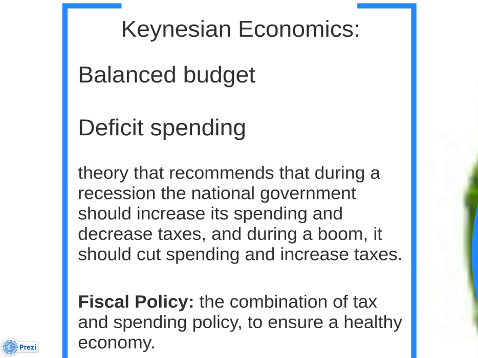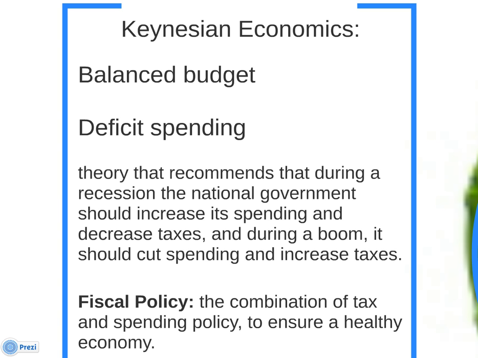The new economic theory of John Maynard Keynes supported Roosevelt's unprecedented peacetime deficit spending. Keynesian economics recommends that during a recession, an economic downturn during which unemployment is high and the production of goods and services is low, the national government should increase its spending to create jobs and decrease taxes so that people have more money to spend to stimulate the economy. Based on this theory, during a depression, which is a long-term and severe recession, deficit spending is justified.